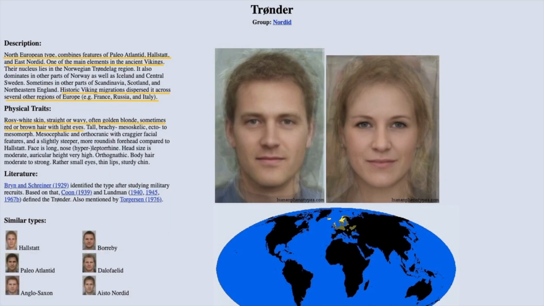And then you have the Trønder, a Northern European type, combines features of Paleo-Atlantid, Hallstatt, and East Nordid. One of the main elements in the ancient Vikings. Historic Viking migrations dispersed it across several other countries of Europe, such as France, Russia, and Italy. Rosy white skin, straight or wavy, often golden blonde, sometimes red or brown hair with light eyes.